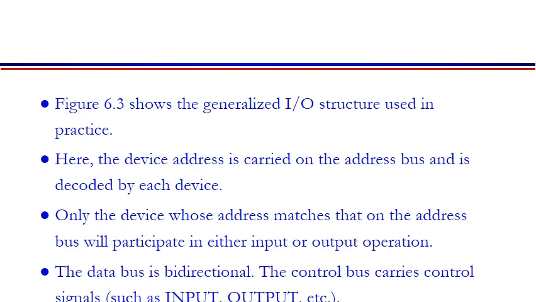So the next figure is the generalized IO structure, which is used in practice. Here the device address is carried on the address bus and is decoded by each device. Only that device whose address matches on the address bus will participate in either input or output operation. The data bus is bidirectional and the control bus carries control signals, that is input or output.